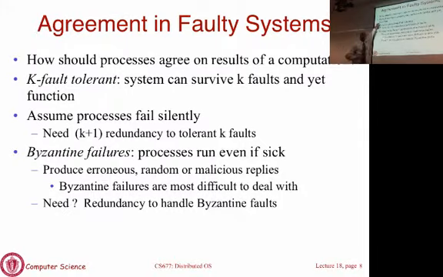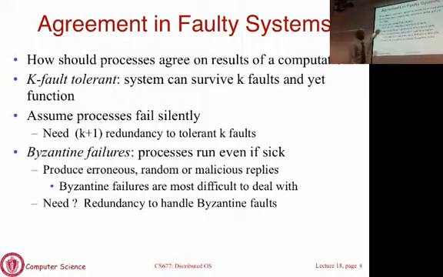In other words, if you want to have K fault tolerance, which means you want to deal with K concurrent failures of any components, you simply need K plus 1 components. You need at least one more than the number that can fail, because that one will be up if K fail simultaneously, and the one that is up is producing the right result. These are simple forms of failures to deal with.